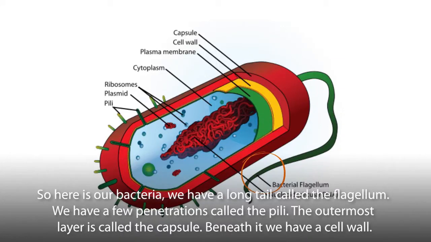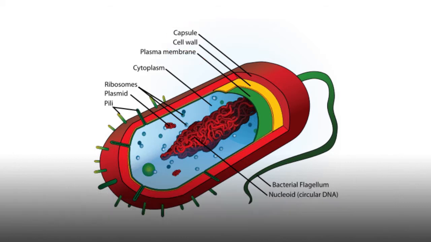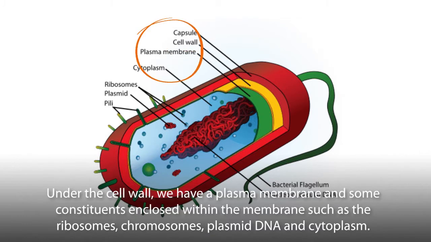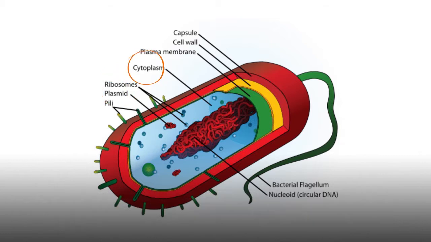We have a long tail called the flagellum. We have a few penetrations called the pili. The outermost layer is called the capsule. Beneath it, we have a cell wall. Under the cell wall, we have a plasma membrane and some constituents enclosed within the membrane, such as the ribosomes, chromosomes, plasmid DNA, and cytoplasm.